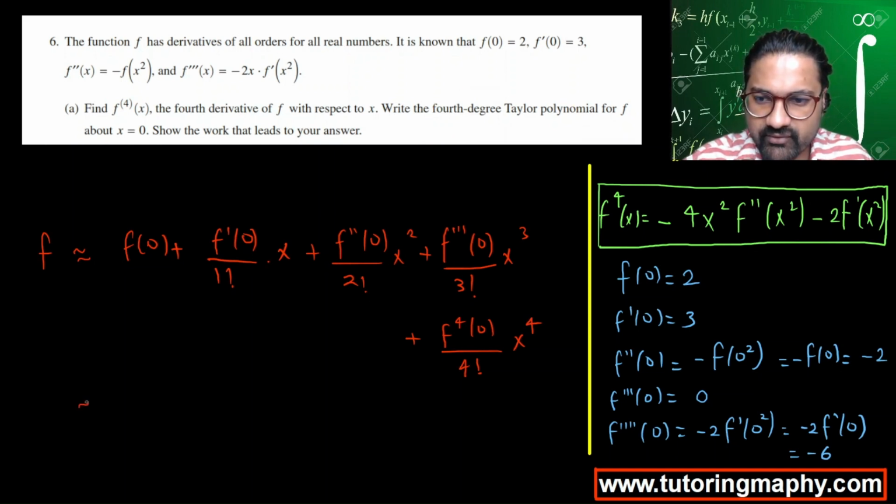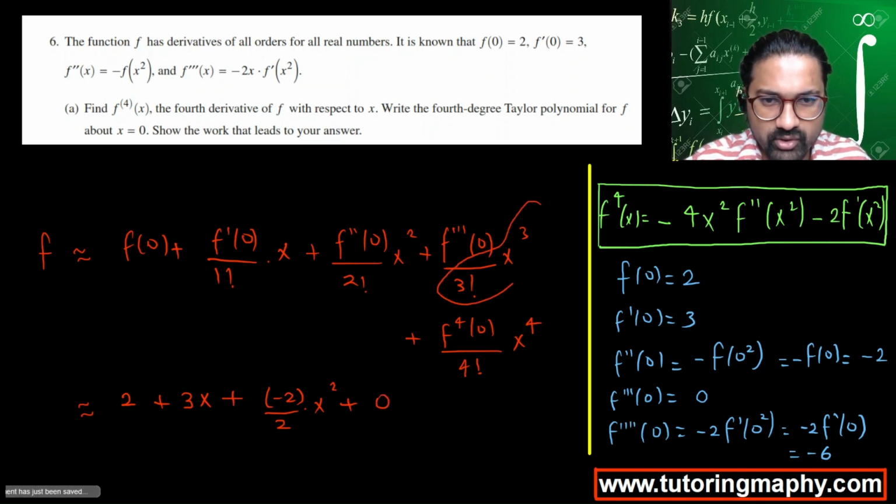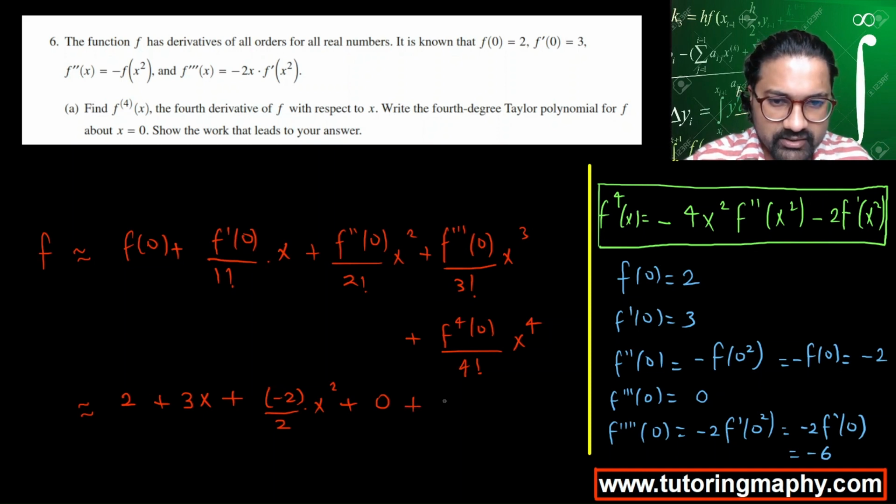Fortunately, we have the values of everything written over on the right in blue. So this is 2, this is 3, 1 factorial is just 1, so that's just 3x. F double prime 0 is negative 2, 2 factorial is just 2. F triple prime 0 is 0, excellent, so I'm not bothered about these terms, 0 times everything is 0. And this is negative 6, and 4 factorial is 4 times 3 is 12, 12 times 2 is 24, so 24 x raised to 4.